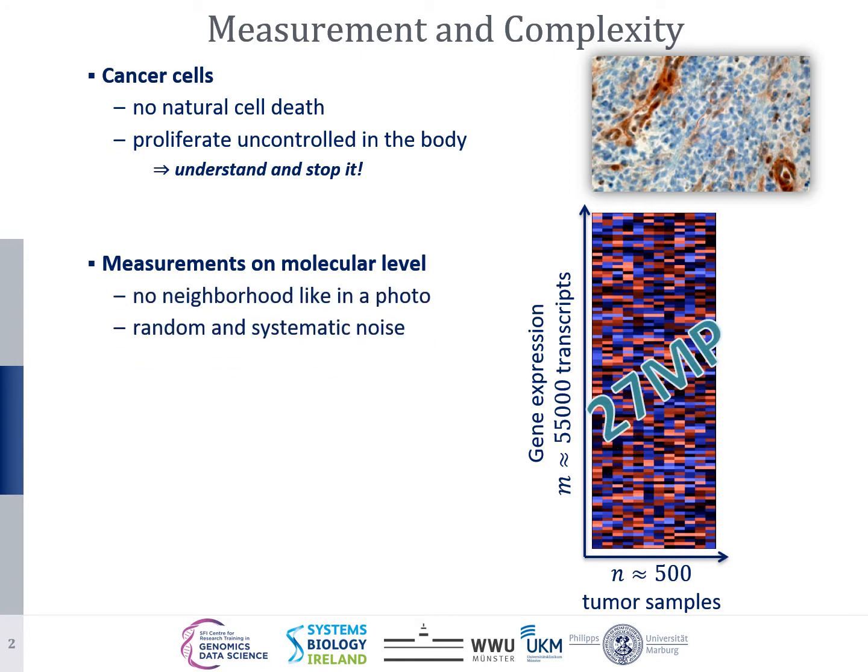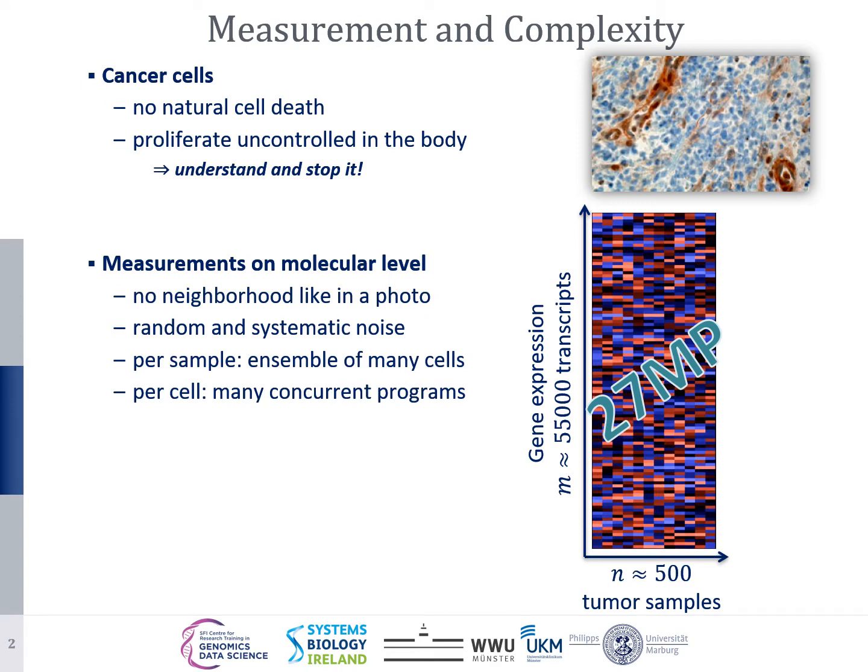To give you a familiar number, it's about 27 megapixels in size, but in contrast to your usual photography, it doesn't have any useful local neighborhood information, like large green forests, for example, and it shows a lot of random and systematic noise. More importantly, every tumor sample measures an ensemble of many different cells, and per cell we have many concurrent gene regulation programs. And in this observable complex superposition of all kinds of sources, we are now looking for signatures of biological interactions.